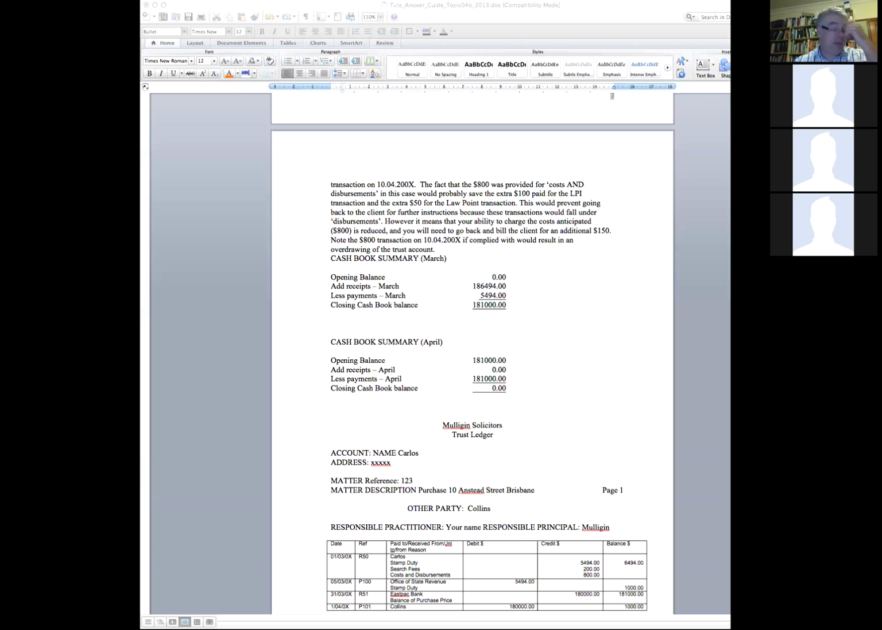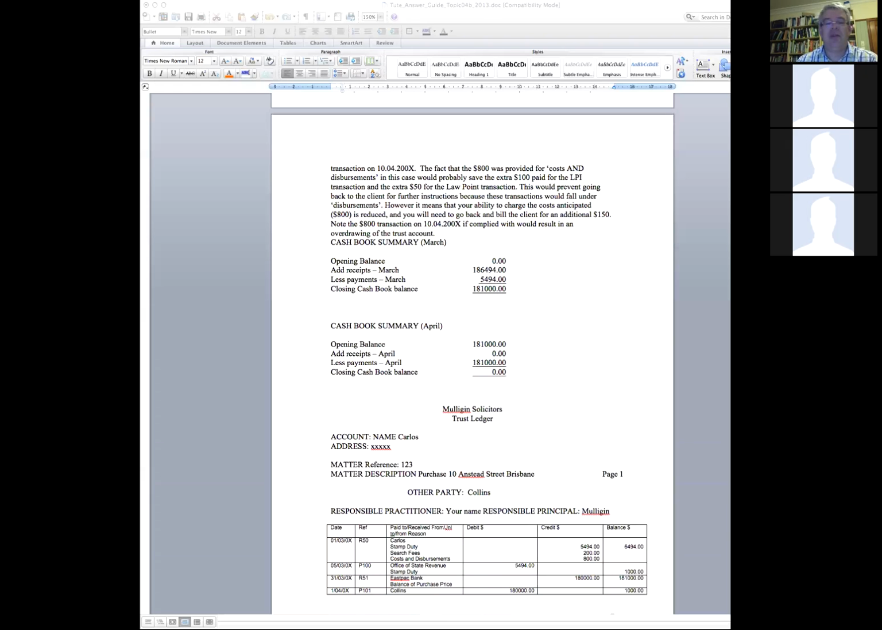So they're pretty simple to do. It's just the opening balance, add the receipts, less the payments, gives you the cash book balance. So that cash book balance is the balance left after taking into account what happened in relation to receipts and payments. And that's shown for both March and April.